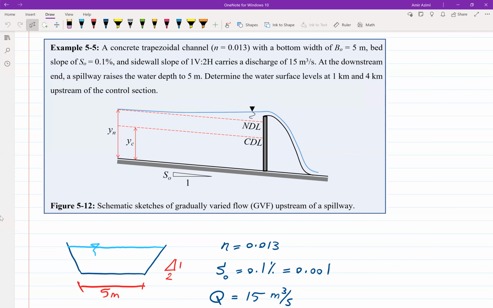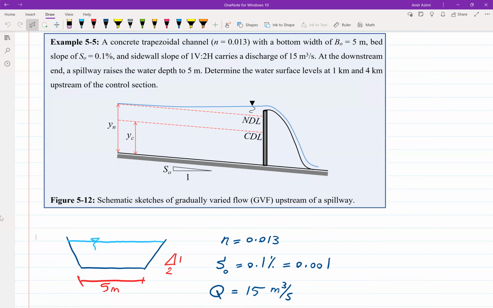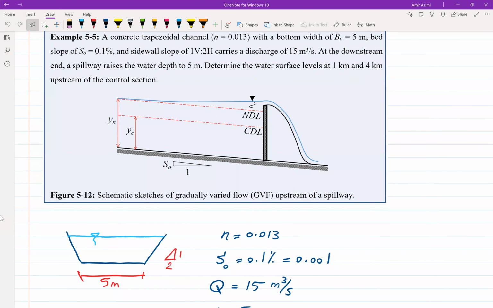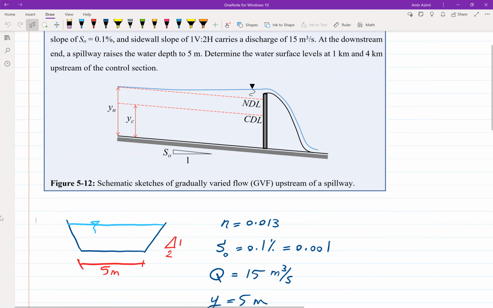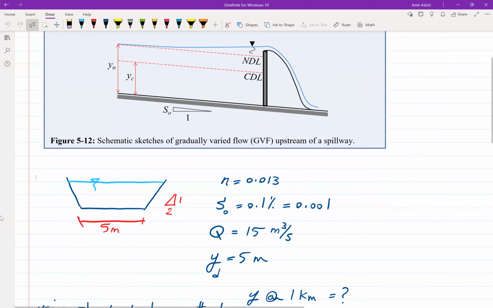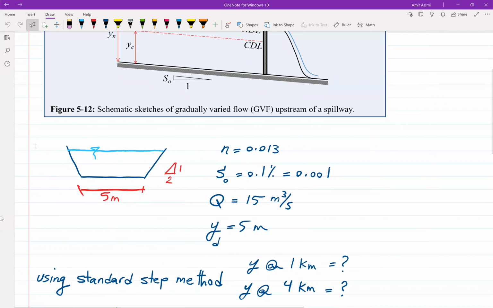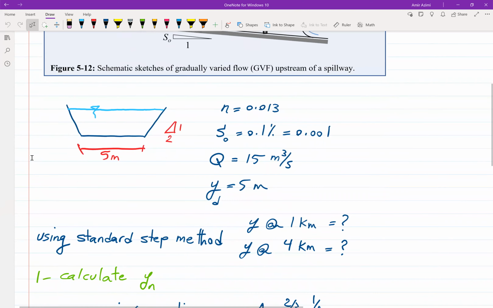And now we are going to use the standard step method to see how we can determine the depth at each location. The direct step method is very straightforward, and you can determine the distance very accurately. But the standard step method requires more computation, but can be used for non-prismatic channels as well.